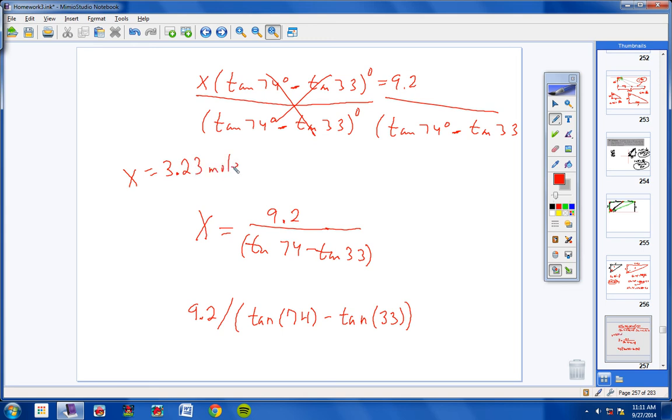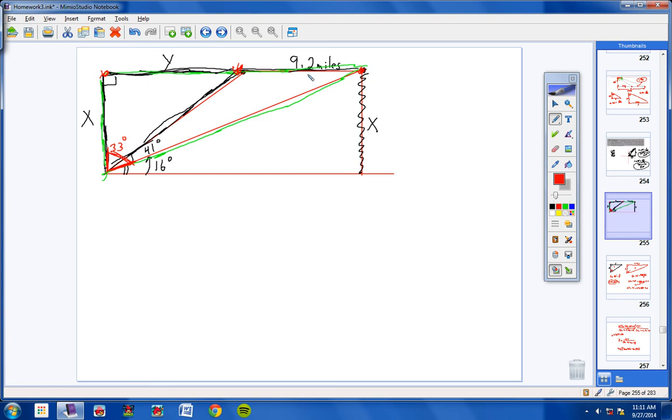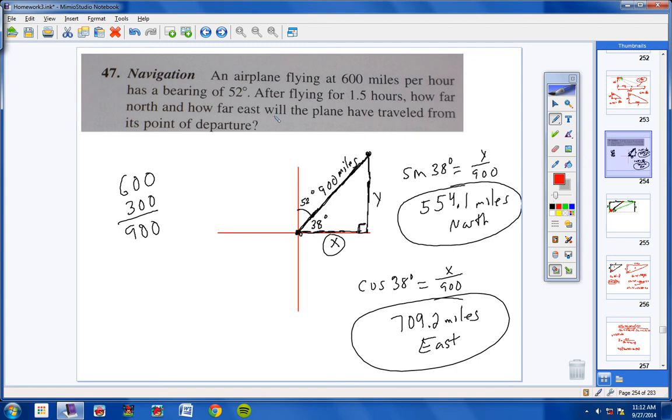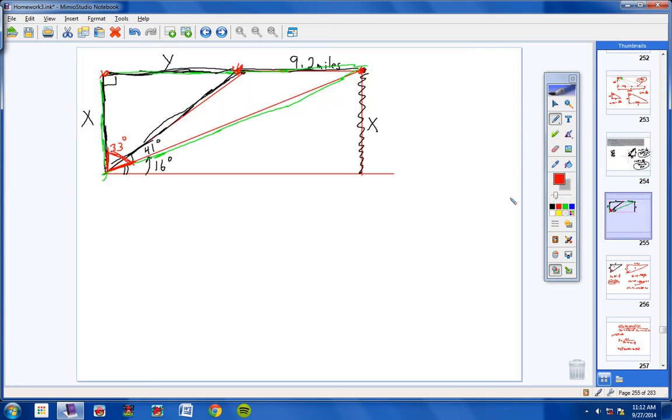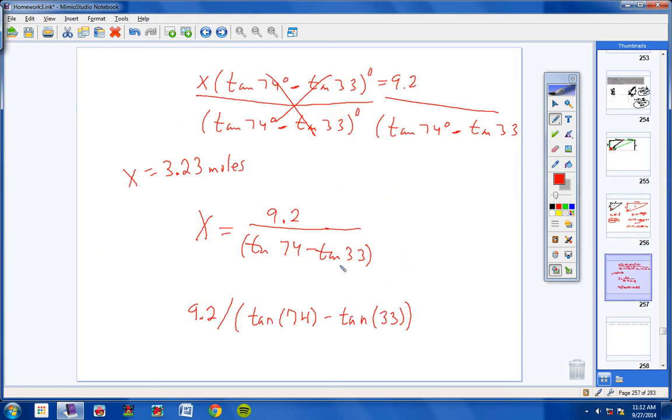3.23 miles, and we were in miles. Don't forget that back here in the problem, we found out how many miles it traveled, and it was 9.2 miles. Okay, so I don't think the original problem said what unit of measure to use. No, it does not say. Number 49 in the book did not say whether it wanted miles or feet, so we're going to leave it miles. And so there you go. 3.23 miles was the altitude of the plane, how high up it was.